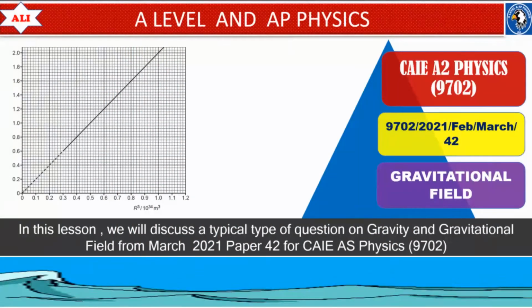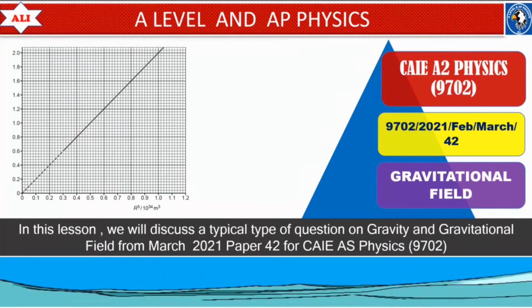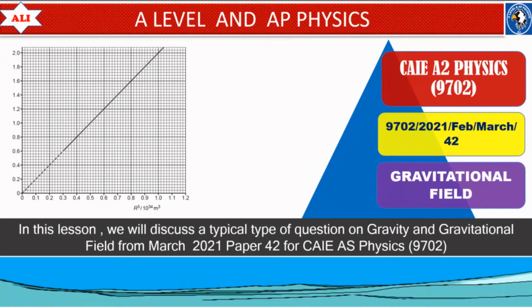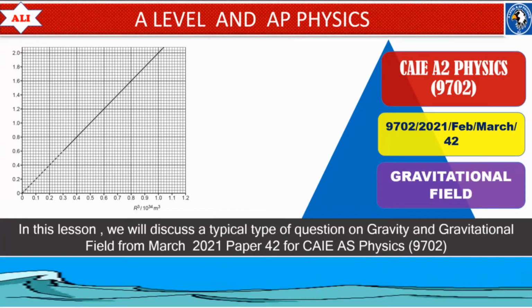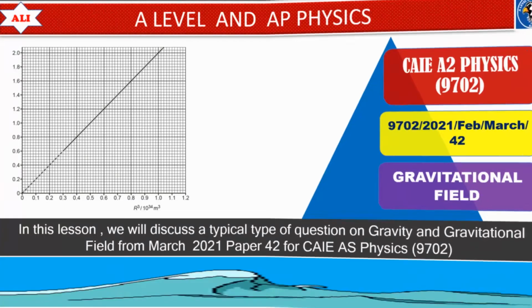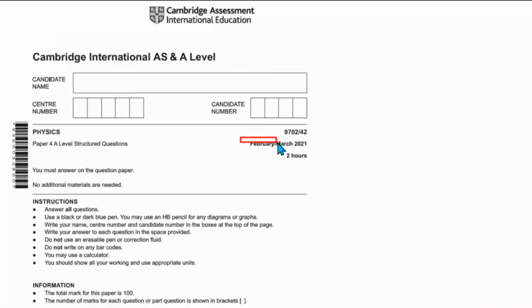In today's lesson, we will discuss a typical type of question on gravity and gravitational field from March 2021, paper 4, variant 2. I said this is a typical type of question because this type of question is very common in past papers. In today's class, we are talking about March 2021, paper 4-2.